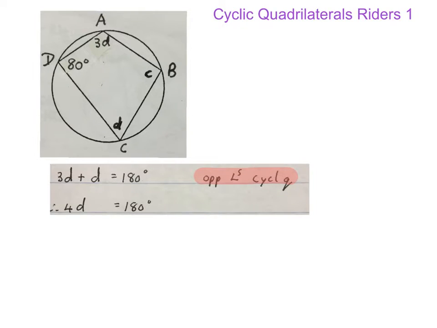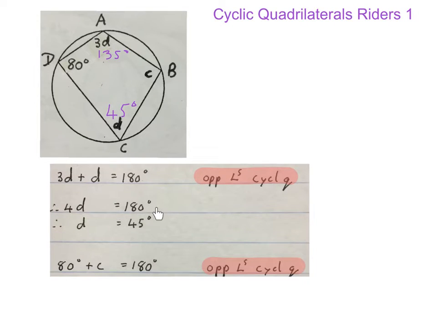Then we just solve this equation. 4D is 180 degrees. Then using our calculator, we work out D equals to 45 degrees. We divided 4 into the 180. This I then write in onto my sketch. And then I go on. I say that 80 plus the C is equal to 180, also opposite angles of a cyclic quad. Then we see C is equal to 100 degrees. Now always write it in on my sketch. Please stop the video and see if you understand what happened here.